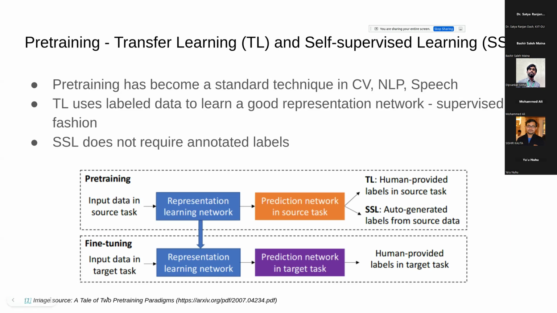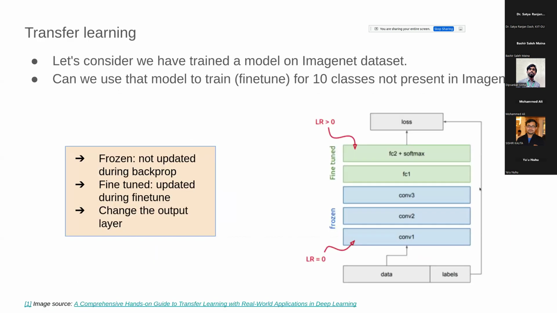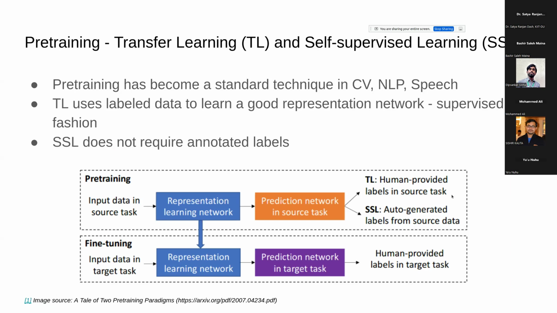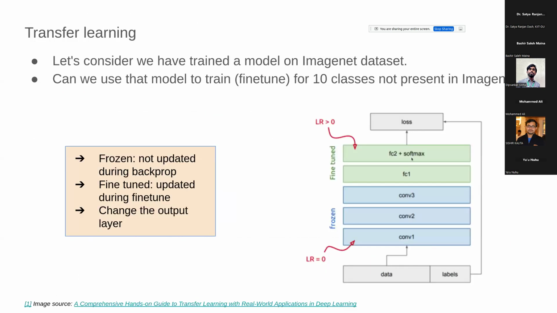You can read this paper, A Tale of Two Pre-Training Paradigms. It is a very interesting paper. Now in the case of self-supervised learning, you don't need that annotated data. For transfer learning, you can also assume this case: you have these convolution layers, you can freeze these layers with learning rate equal to 0, and then you can learn this layer only.